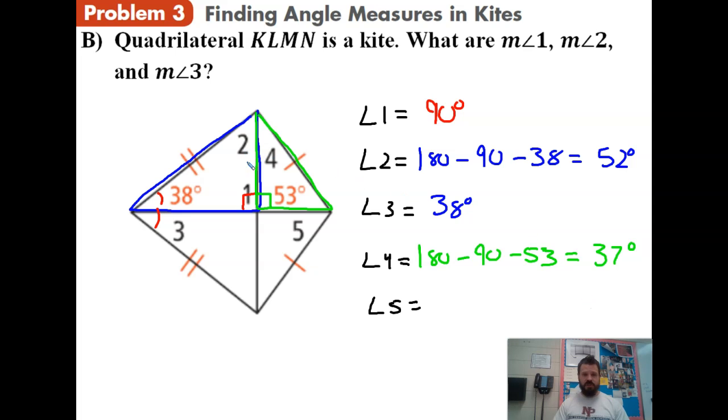And notice angle 2 and angle 4 are not congruent to each other. That's because these two triangles on the top are not congruent. They have different hypotenuses. The 2 on the right side will be congruent. And using that, I know that these last 2 angles, the 53 and the angle 5, are congruent to each other. Therefore, angle 5 is just 53 degrees.